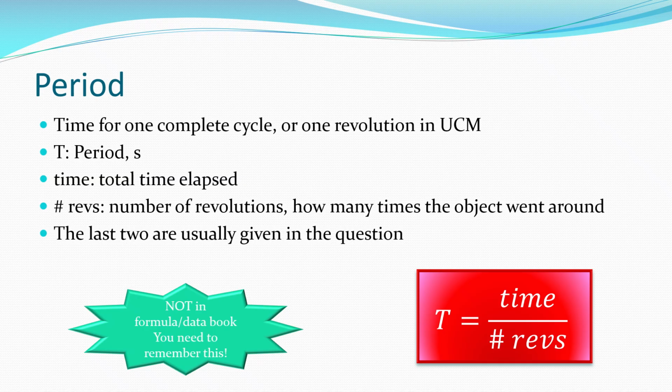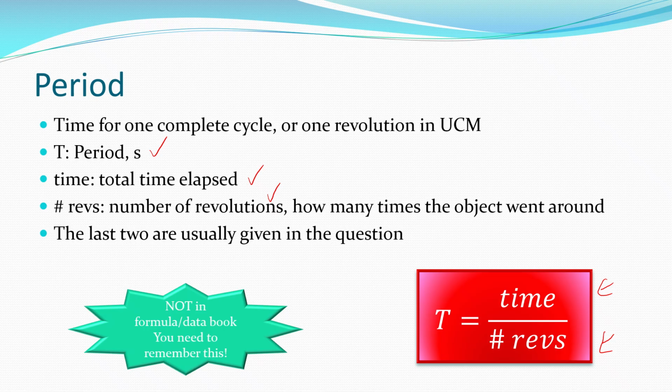So period, capital T is the symbol for it, and it's a time period, so the standard units would be seconds. We have a total time here that we're going to come back to, which is obviously time in seconds, and the number of revolutions that we actually had. So my formula is down here. The period is the time elapsed divided by how many revolutions that we had, and that will give you the period, which is the time for one complete cycle.